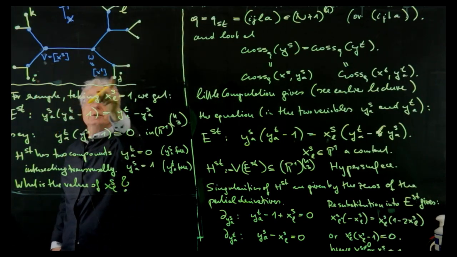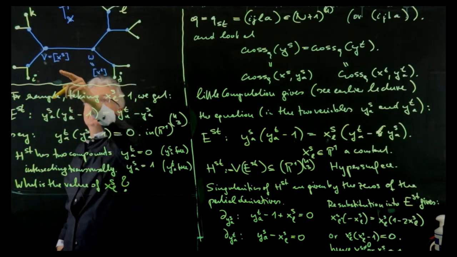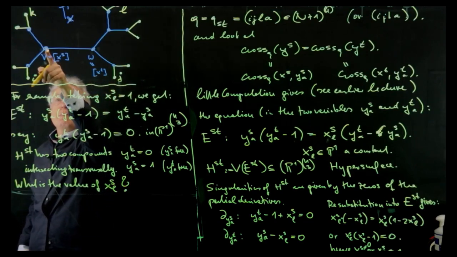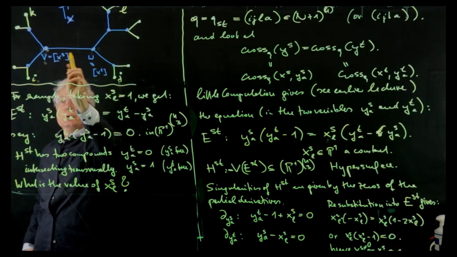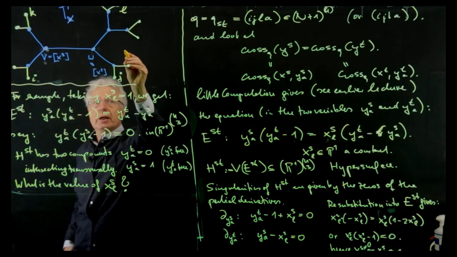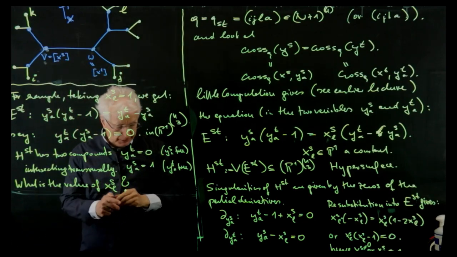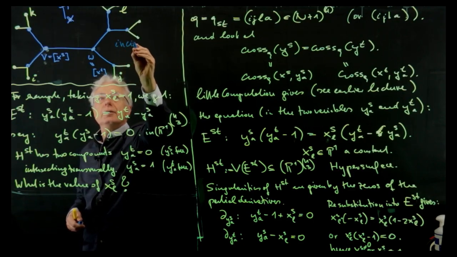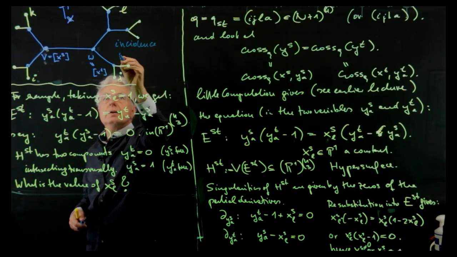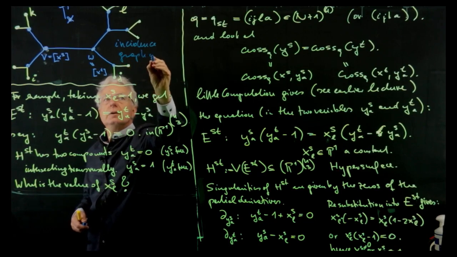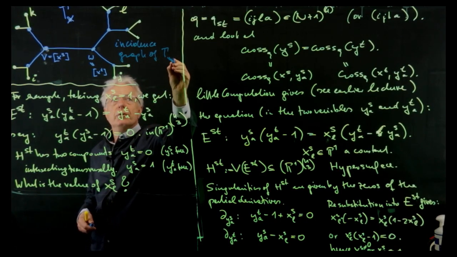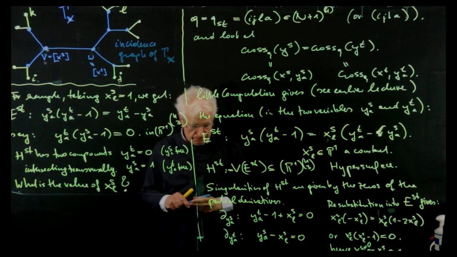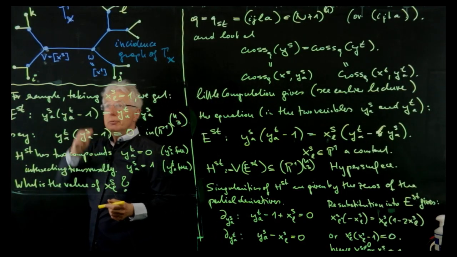We have I here, J here, K here, L here. And here is XS. So remember the rule. This is the incidence graph. I should write it in blue. The incidence graph of gamma of X. So what does this mean?